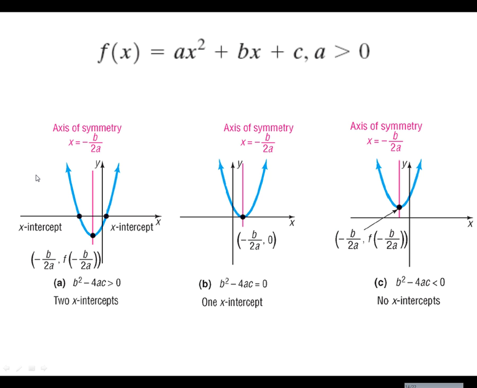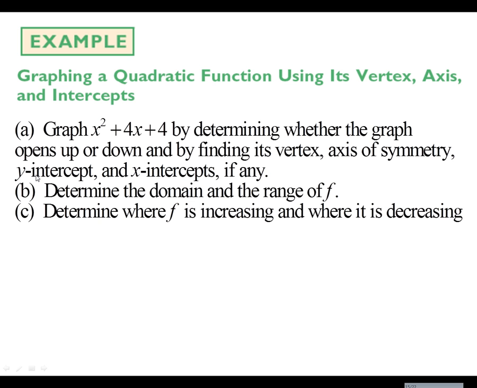There it is graphically. If our discriminant is positive, we would have 2 x-intercepts, equal to 0, 1, and less than 0, we don't have any at all. It doesn't cross the x-axis. All right, let's try this. We're going to do 3 of them here, all slightly different. So, graph x squared plus 4x plus 4.